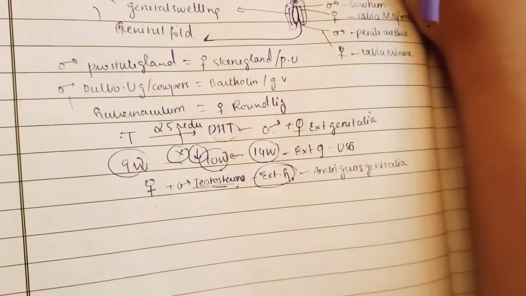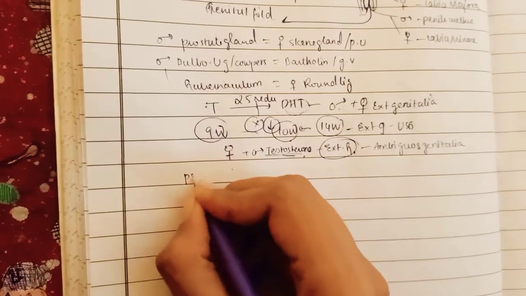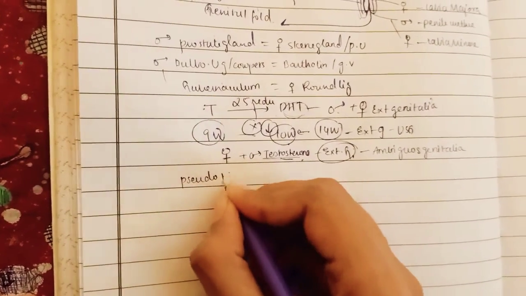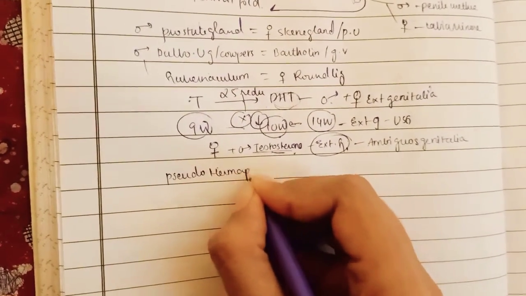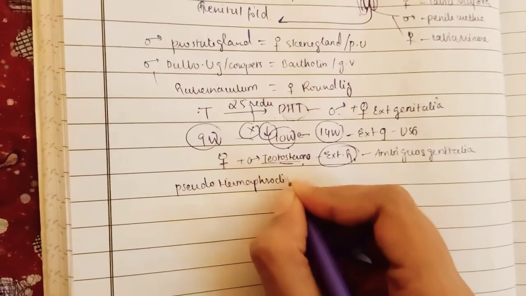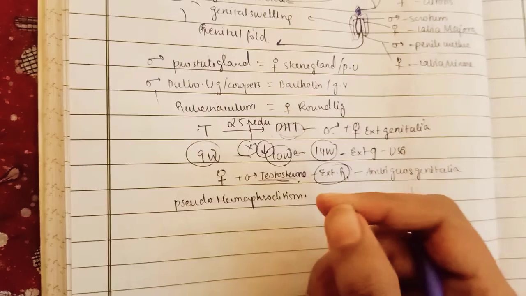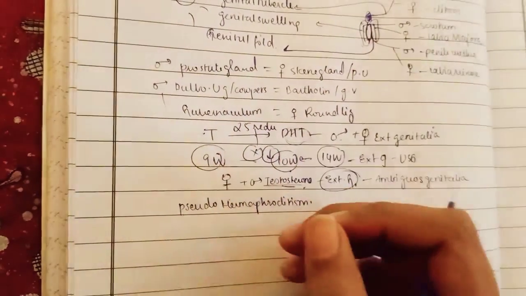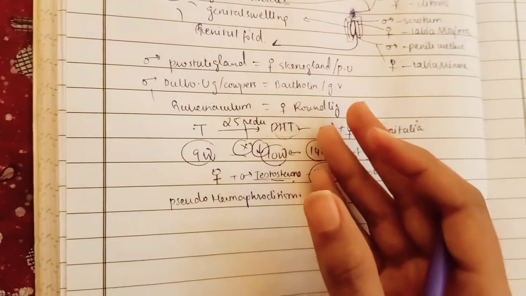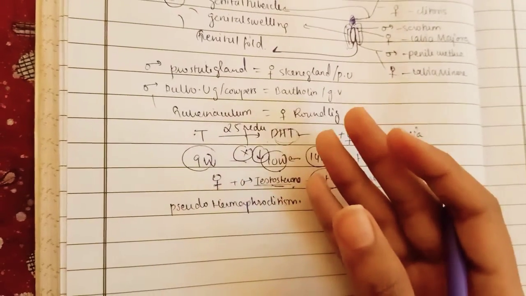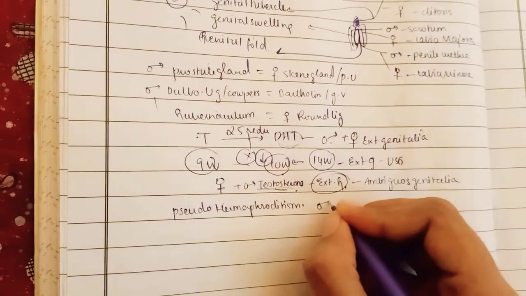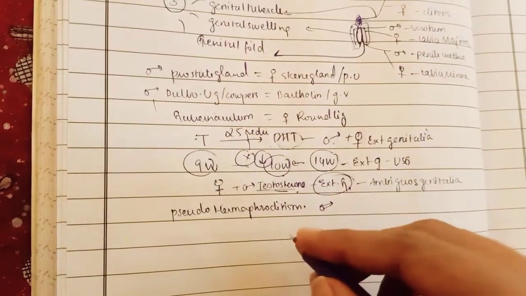So now let's discuss pseudo hermaphroditism. What is this? Here the chromosomal makeup and external genitalia are different. That is, as we discussed before, in a female, male external genitalia, and in the male, female external genitalia. Okay. So first let us see male pseudo hermaphrodites.